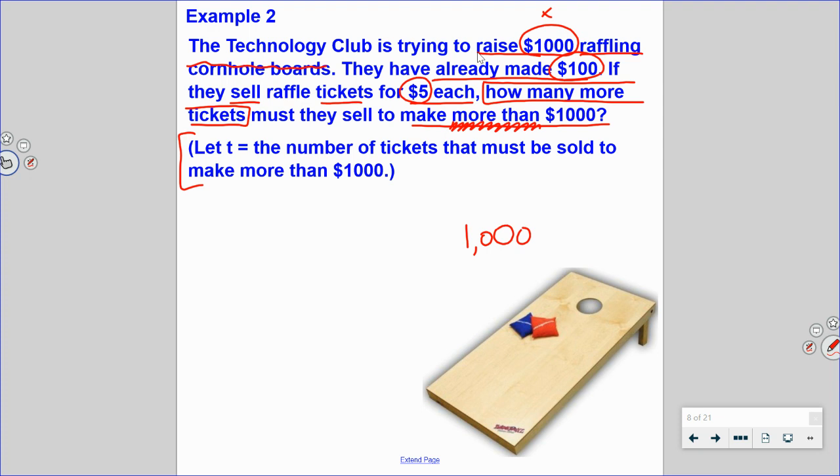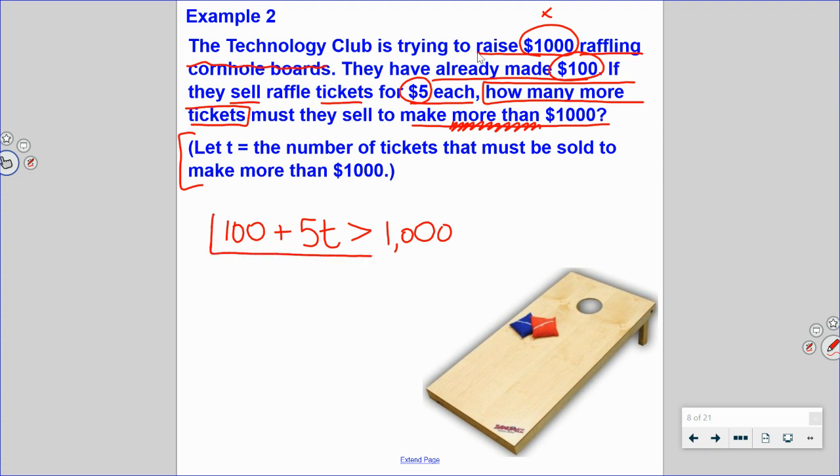What we do start with, it says we have already made $100, and then if we're going to sell tickets, we're going to earn more. So what do we start with? $100. What happens first? Well, we earn more or add money on top of that. What happens next? Well, we get $5 for each ticket, and as we said, we don't know how many tickets, so how can we write that mathematically speaking? We're going to write 5 times t tickets. To make more than $1,000, you cannot be exactly $1,000.